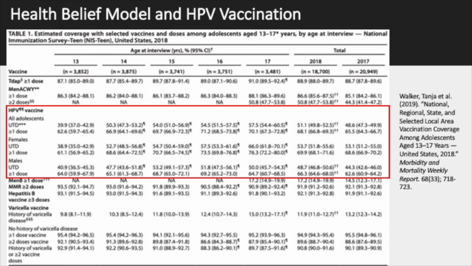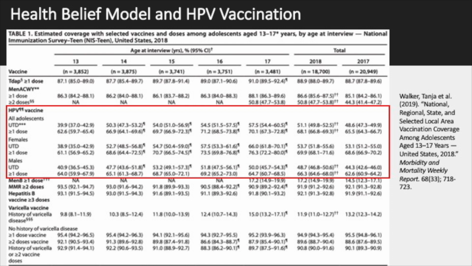UTD stands for up to date, because there's actually 3 doses of the vaccine. Maybe they've changed it to 2 since I had it, but it was 3 when I had it. And then there also are those who have had at least 1 dose of the vaccine. So this would include those who are up to date, but also those who haven't quite completed the sequence for getting the full vaccination. And what you see among all adolescents is also showing us across time, and also by age.